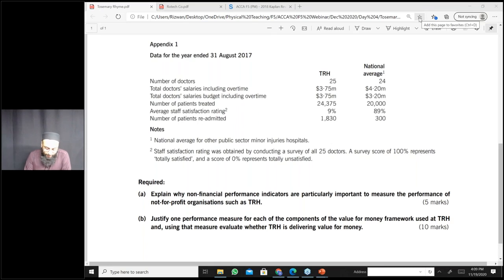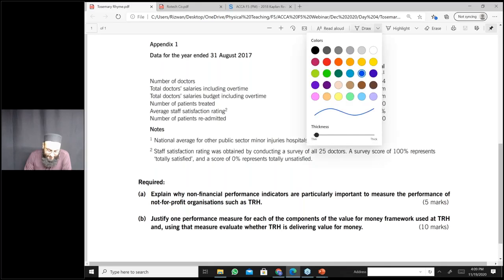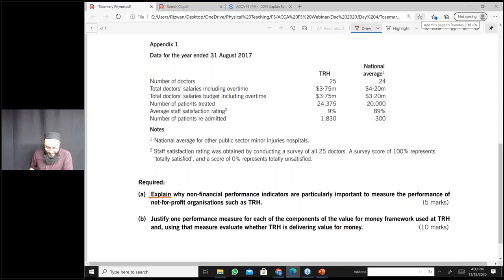First, I will read the requirement and highlight or underline important things, and I want you to quickly examine the requirement as well, what is being asked. It says, explain why non-financial performance indicators are particularly important to measure the performance of not-for-profit organizations such as TRH. So the question is asking why non-financial performance indicators are important for an organization like TRH.